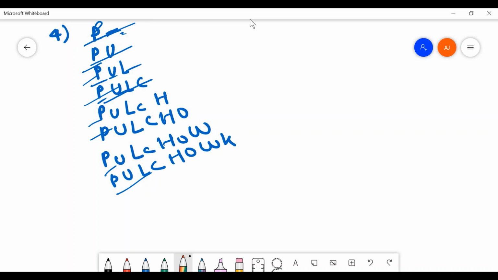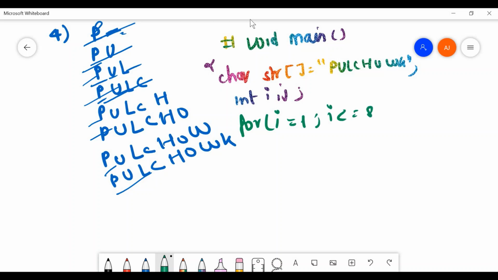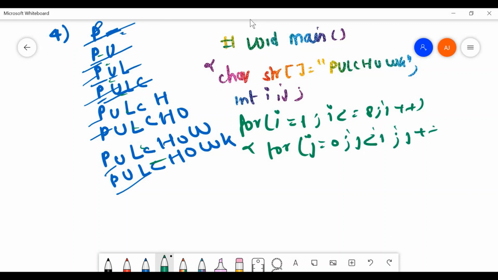I'll start from void main. I'll take a string, char str equals, I'll write the word "pulchowk" all in capital letters. Then int i, j. I'm finding this pen difficult to write, so I'll use another pen. For i equals 1, i less than or equal to 8, i plus plus. So 1 2 3 4 5 6 7 8 rows are there. Again, for j equals 0, j less than i, j plus plus.